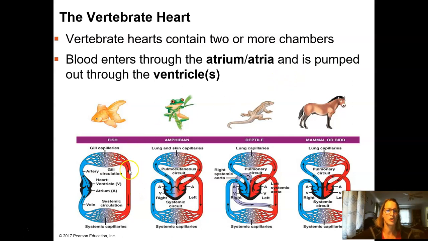So I'm going to show you real quick just how this works. We're going to go over some of these in more detail in a second. But here you have blood. This is a fish heart, and basically the circulatory system of the fish. You have the blood coming into the atrium and leaving the ventricle. Here you have an amphibian. The blood is coming into the atrium, labeled with the A, and then being pumped out through the ventricle, etc.